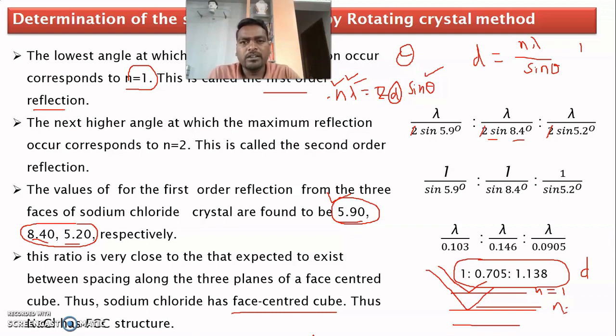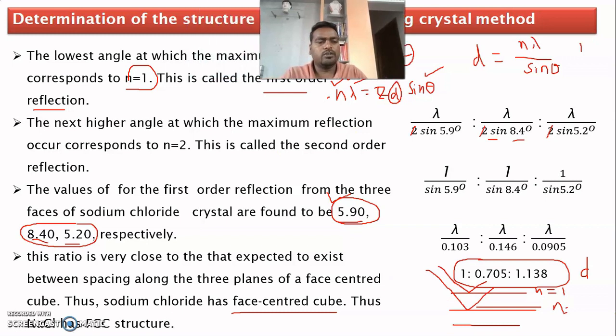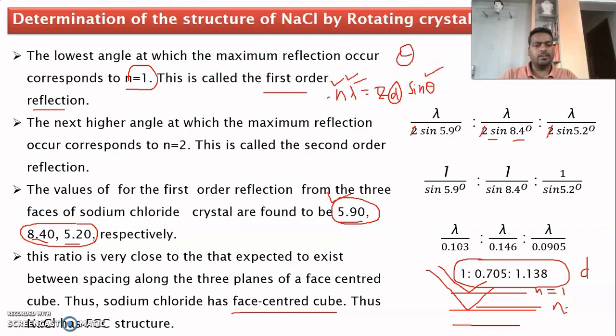In this experiment, we take the single crystal and place it on a rotating table, and we pass X-ray radiations. When you pass X-ray radiation and rotate the table, we get theta, the diffracting angle of different planes. Then we substitute the diffracting angle in the Bragg's equation. If you substitute the value in the Bragg's equation, you will get the interplanar distance. Then we take the ratio of the interplanar distances.